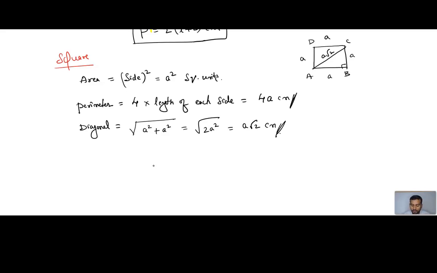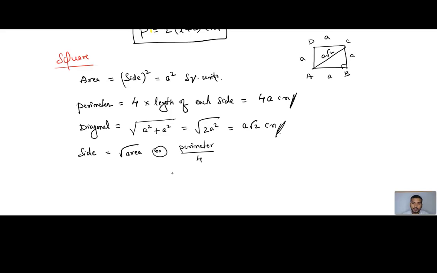Next, if you want to find just this side, then what formula will you use? I want to find only one side, a side of a square. So, the formula is, you can use root of area, or you can do perimeter by 4. So, this is the formula you can use, children.